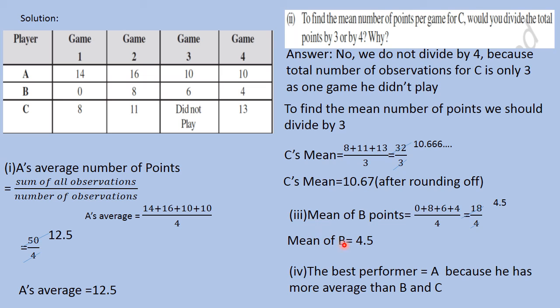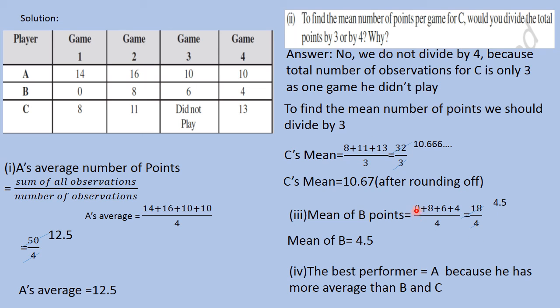Now let us also find B's average. Mean of B's points: sum of all observations upon total number of observations. What are B's observations? 0. 0 should be counted because he did not score. He played the game but he did not score. So 0 has to be taken into consideration. 0 plus 8 plus 6 plus 4.